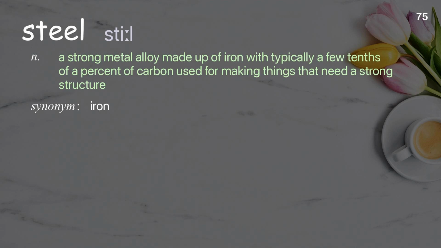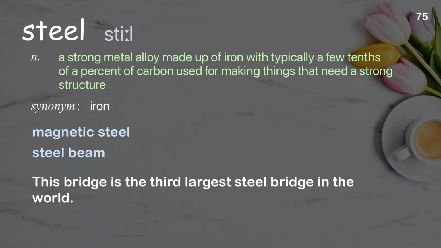Steel. A strong metal alloy made up of iron with typically a few tenths of a percent of carbon used for making things that need a strong structure. Examples: Magnetic steel. Steel beam. This bridge is the third largest steel bridge in the world.